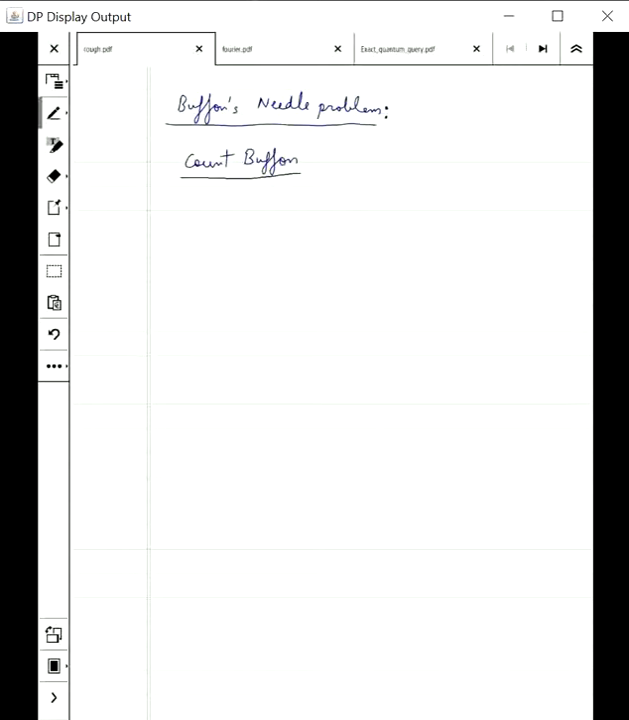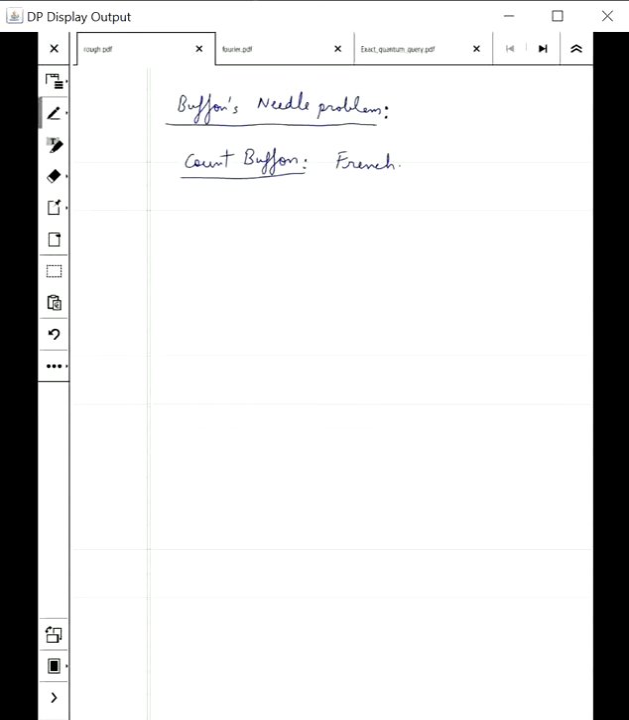He was a French count. Probably he was in the same situation as us at that point of time. Counts did not have much work, so they were solving mathematical problems. We are also stuck because of lockdown. So we will try to solve this problem.